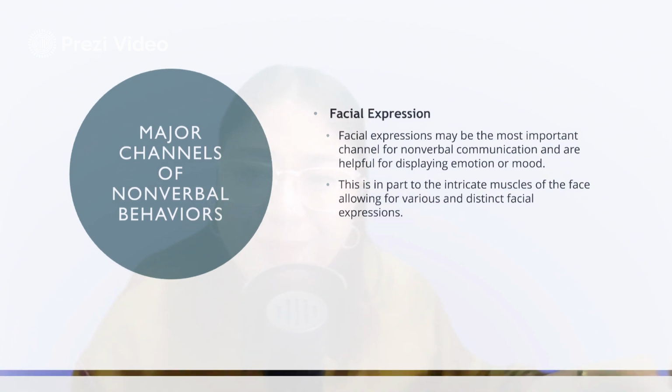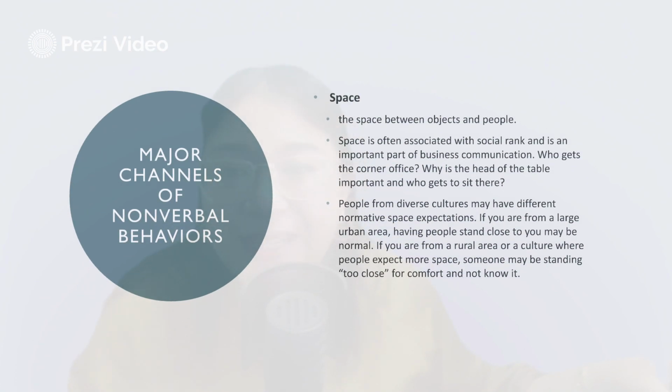All right. Okay, and then space. The space between objects and people. The object can be the object as well as the other interlocutors. Space is often associated with social rank and is an important part of business communication.